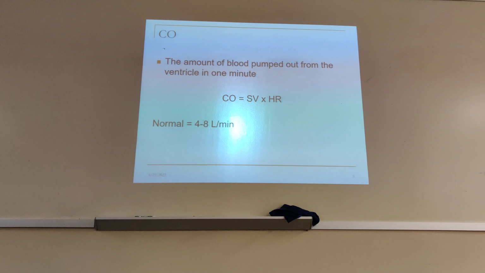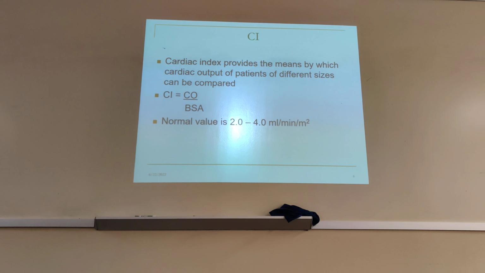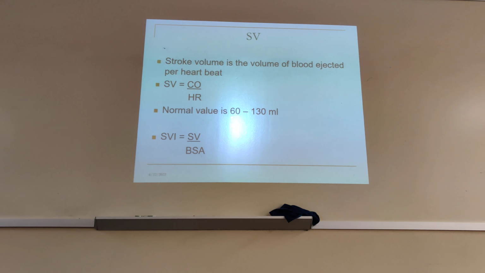How about cardiac output? Stroke volume times heart rate, divided by 1,000. Cardiac index, it's just cardiac output divided by body surface area, right? Stroke volume, yeah, cardiac output divided by heart rate. The same formula, you just gotta change it around, okay? And then stroke volume index. Anytime you index, you're dividing by the body surface area, okay?